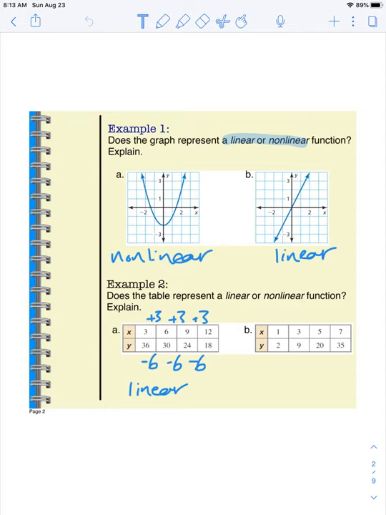Now part B, we look at our change in x. From 1 to 3, it went up 2, 3 to 5, up 2, 5 to 7, up 2. Looks consistent for x. Let's check the y. From 2 to 9, we went up 7. From 9 to 20, we went up 11. From 20 to 35, we went up 15. This is not a constant rate of change, so this is non-linear.